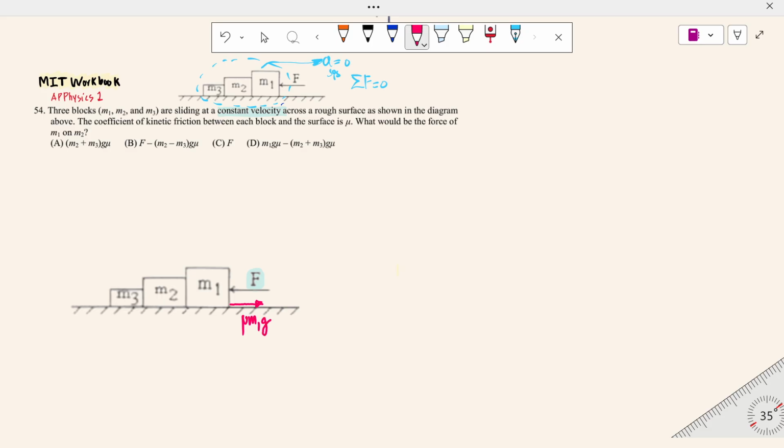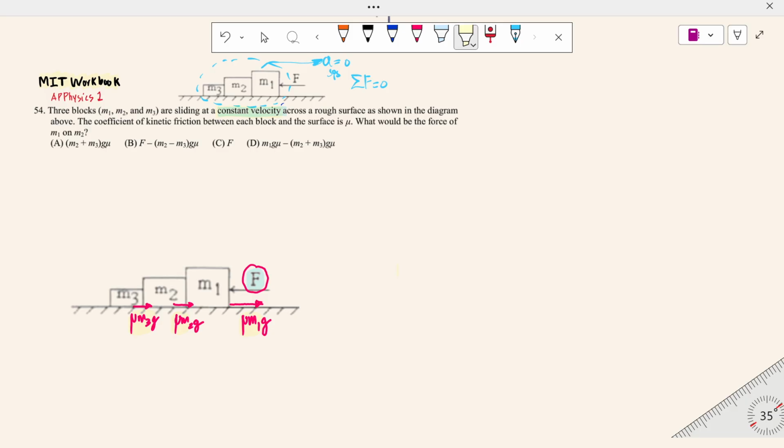So mu m1g is a frictional force applied by the surface on the block m1. This is a frictional force applied by the surface on the block m2, and in the same way it is mu m3g. So this force towards the left is countered by these three forces to the right. That's why it is moving with a constant velocity.